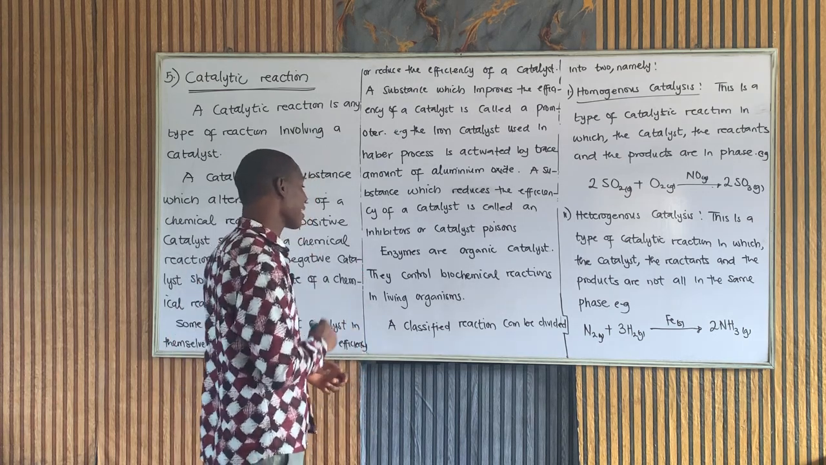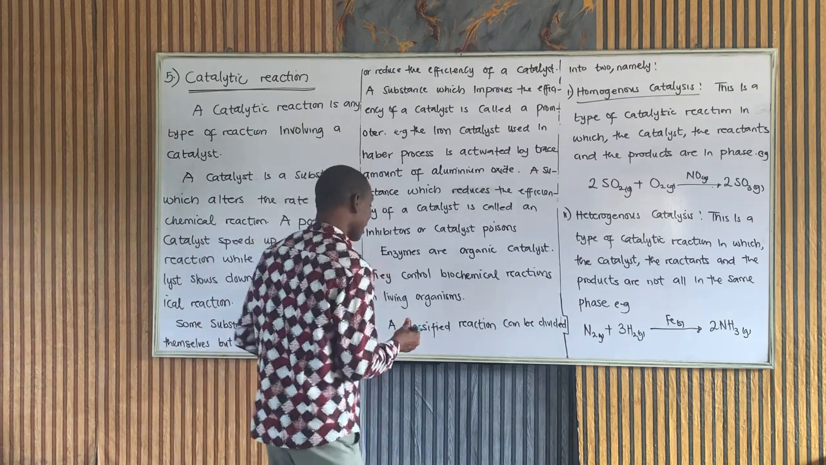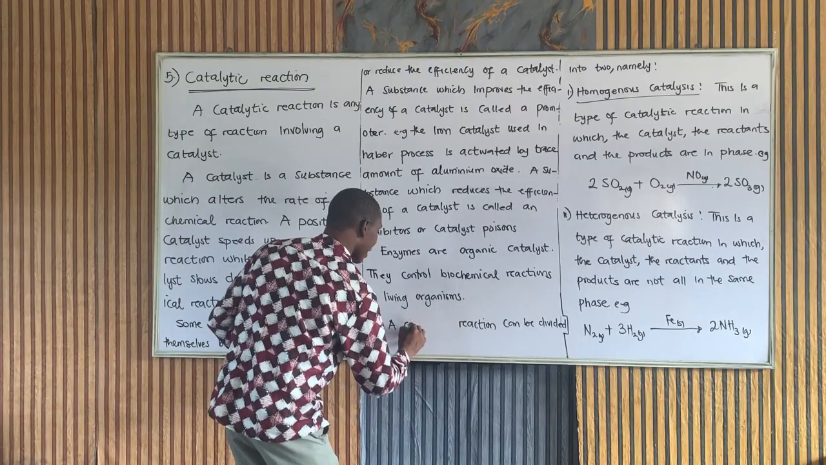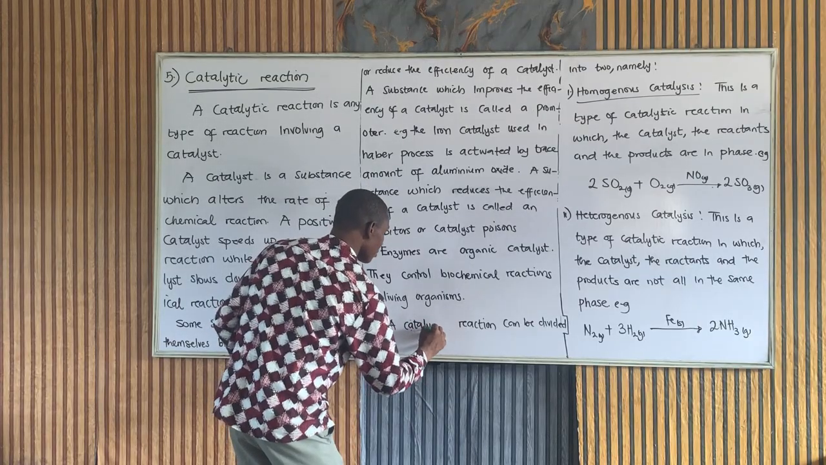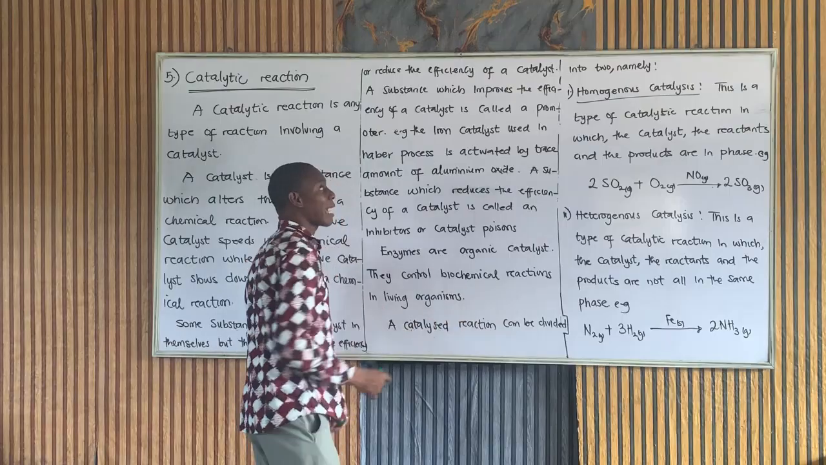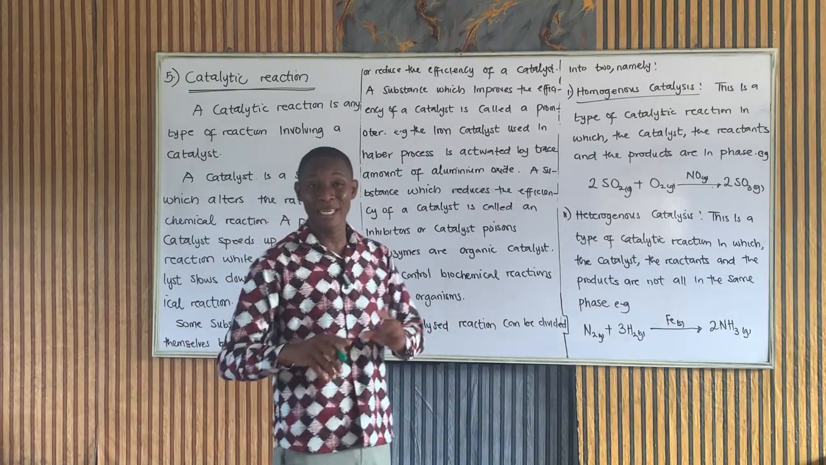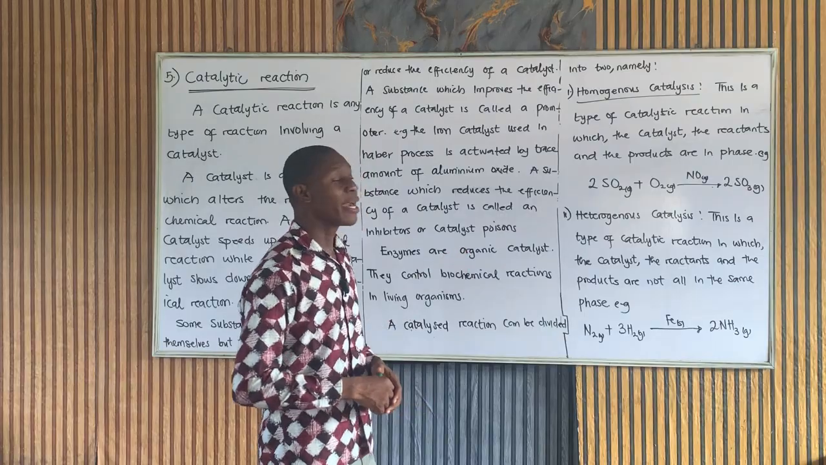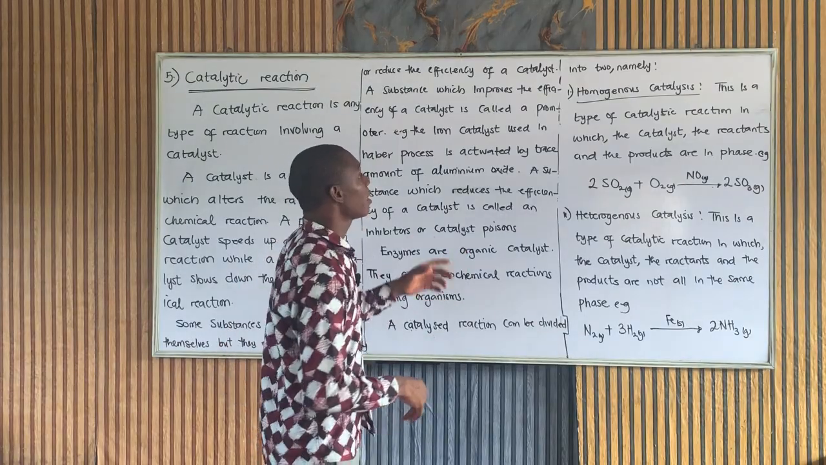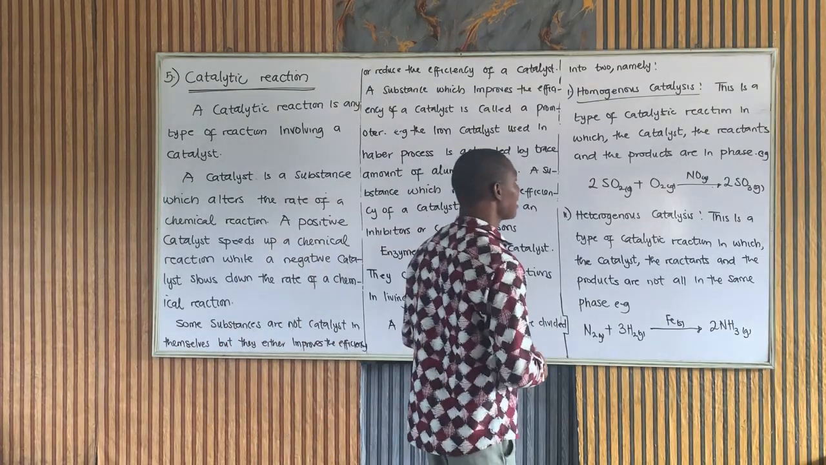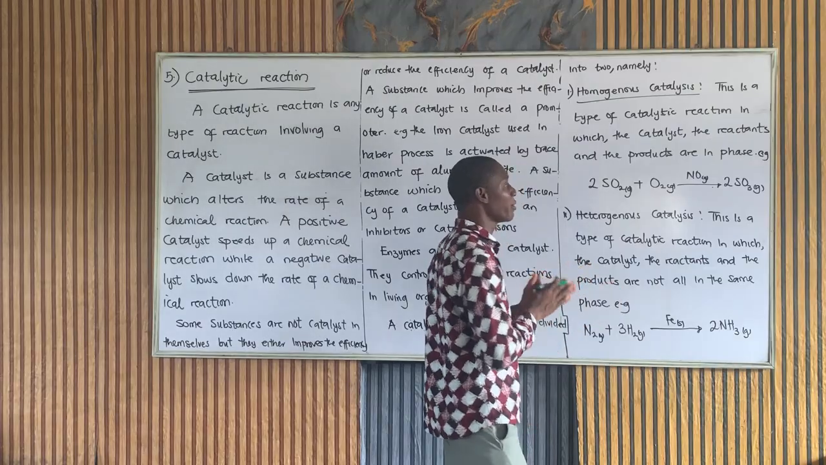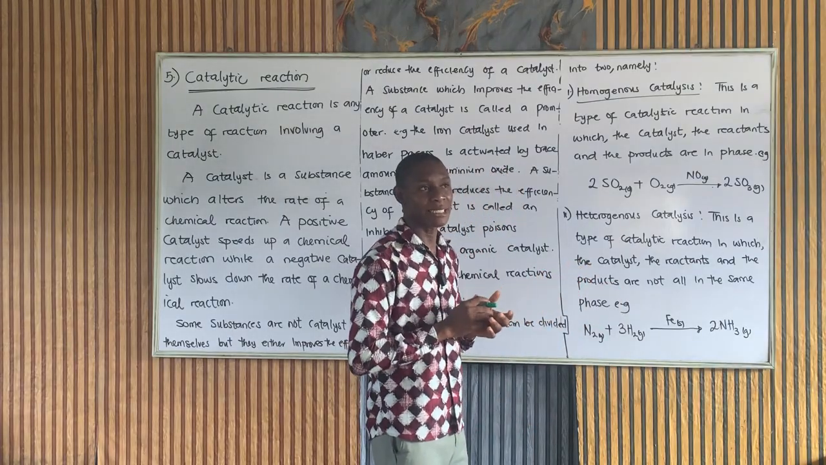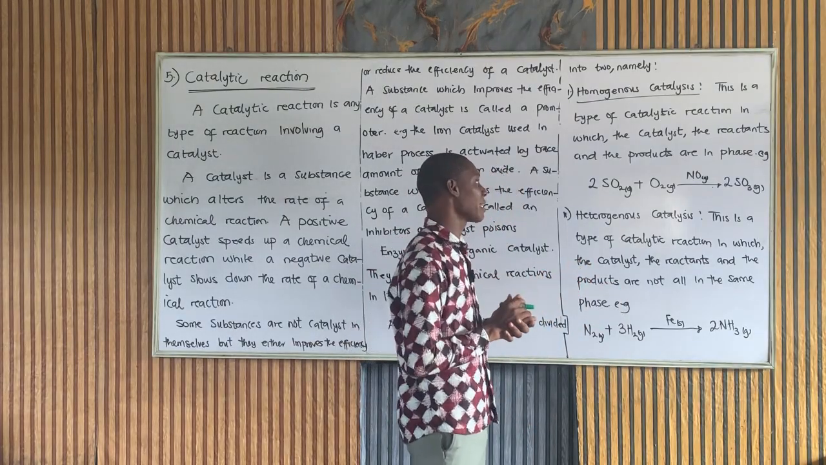Now, it's important to know that a catalyzed reaction can be divided into two, namely 1, homogeneous catalysis, and 2, heterogeneous catalysis. For homogeneous catalysis, this is a type of catalytic reaction in which the catalyst, the reactants, and the product are all in the same phase.